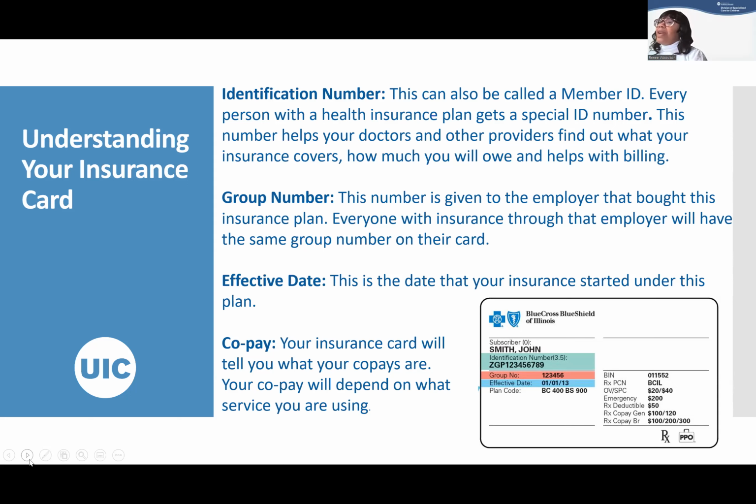Next, you'll have the effective date. And this is the date that your insurance started under this plan. It should also give you some prices of some services. So say if you go to the doctor for an office visit, it should give you the office visit copay. It may give you your emergency room copay. So it depends on what service you're using.